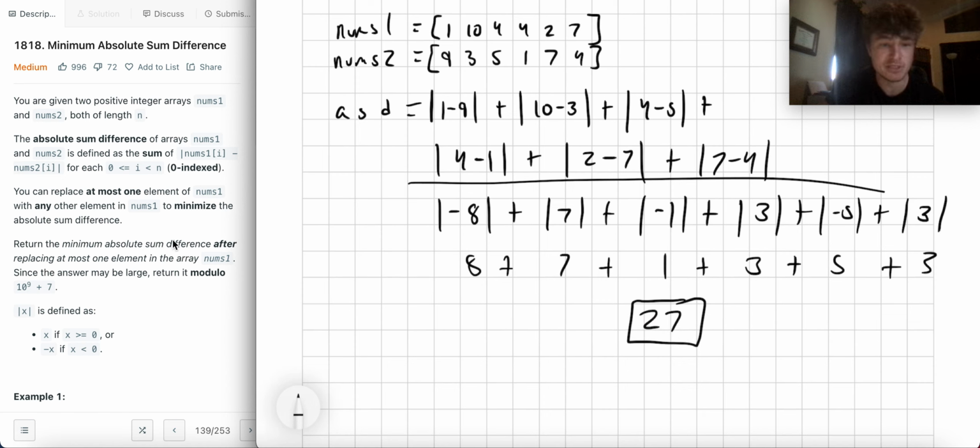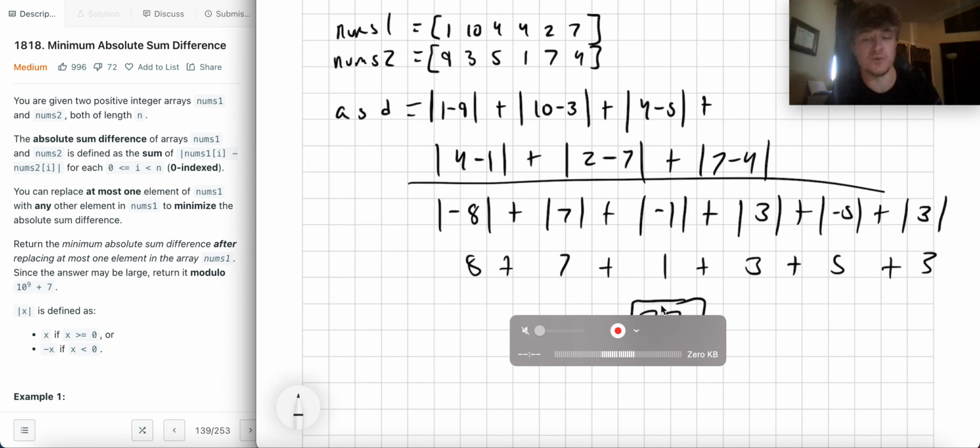Return the minimum absolute sum difference after replacing at most one element in array nums1. All right, so basically you're going to replace the elements and then figure out what the absolute sum difference will be, and then maybe you could do that for all of them. Then you could find what this value is and find the smallest one and just return that.